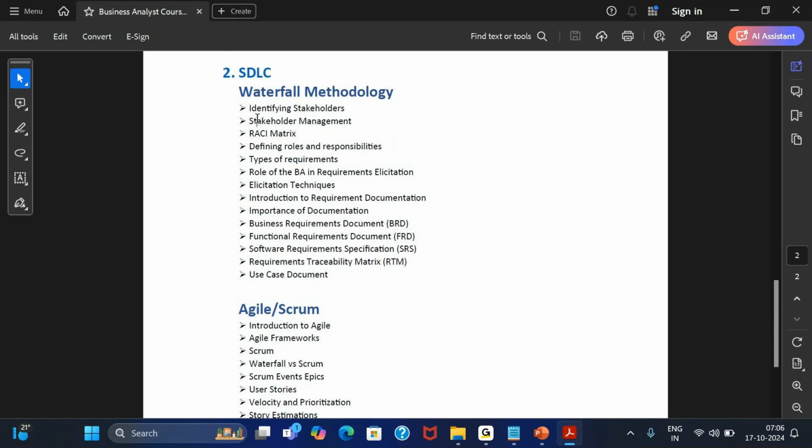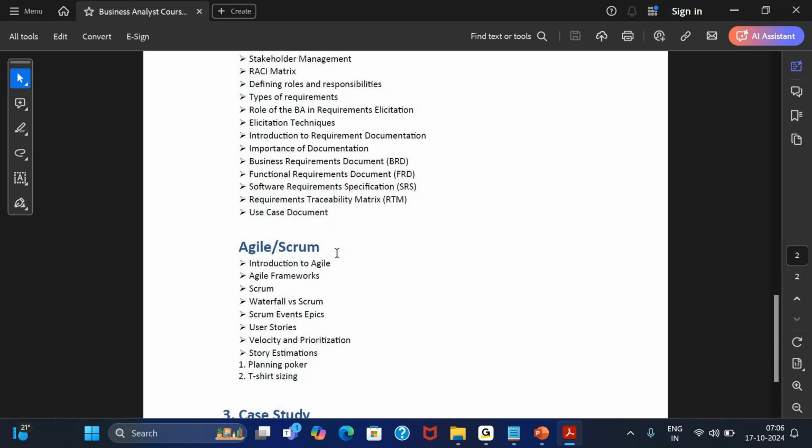So we understand things like how do we manage stakeholders, what is a RACI matrix, how do we define roles and responsibilities, what is a requirement, what are the different types of requirements we have, what is requirement elicitation, what are the different elicitation techniques that we have, what is requirement documentation, why is documentation even important, and what are the different types of requirement documents that we'll be looking through.